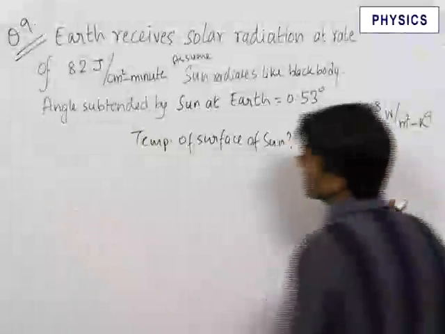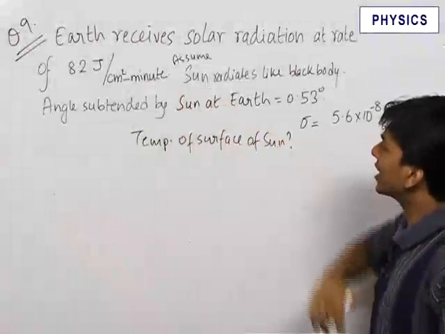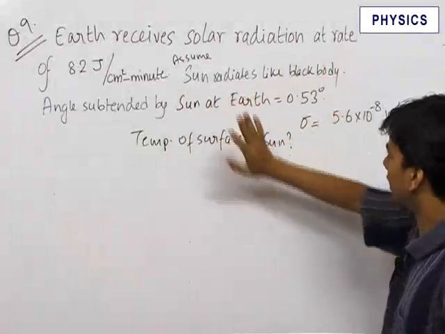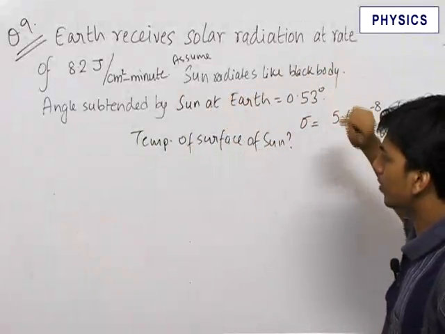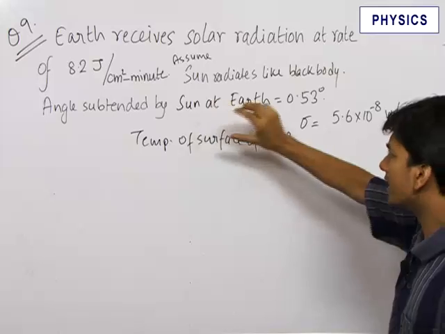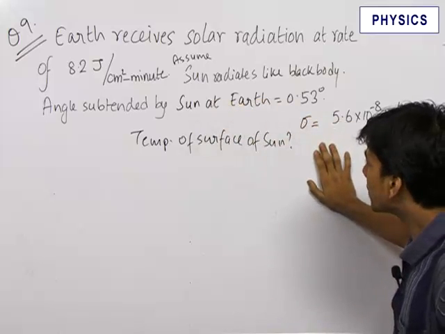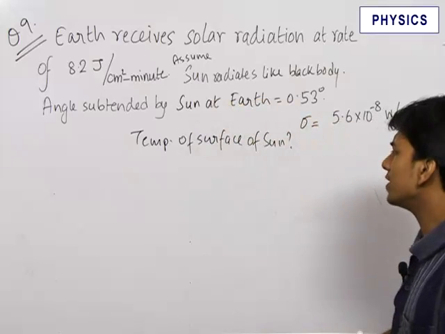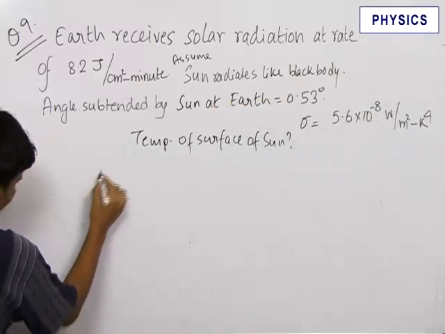So the question stands as, it is being given that the earth receives solar radiation at a particular rate. The sun can be taken to be a black body. The angle subtended by the sun at the earth is equal to 0.53 degrees. We need to find out the temperature of the surface of the sun. So let us draw the diagram first.